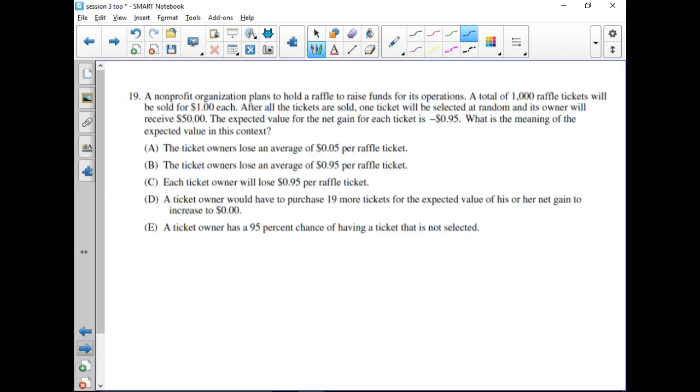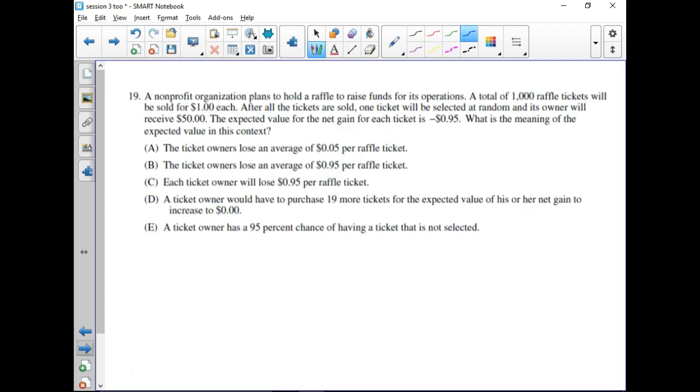A nonprofit organization plans to hold a raffle to raise funds for its operations. A total of 1,000 raffle tickets will be sold for $1 each. After all the tickets are sold, one ticket will be selected at random and its owner will receive $50. The expected value for the net gain for each ticket is negative 0.95. What is the meaning of expected value in this context?